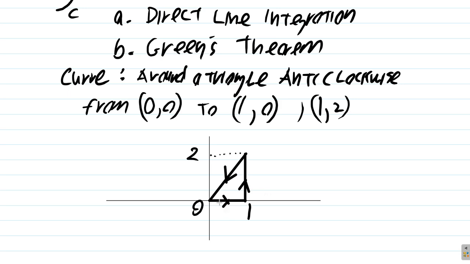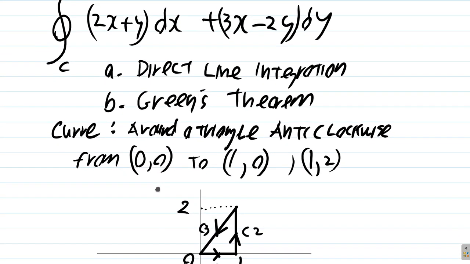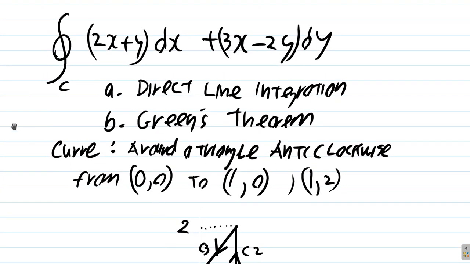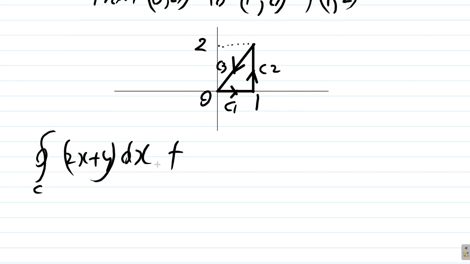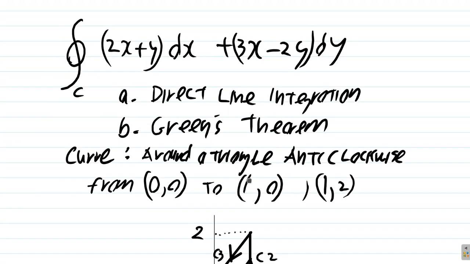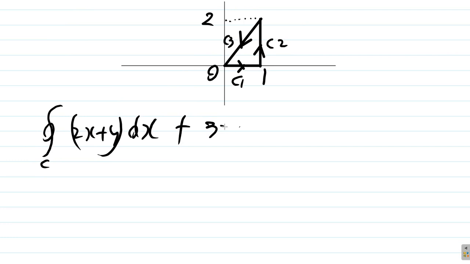Now, from 0 to 1, let's call this C1. From 1 to 2, let's call it C2. And from 2 back to 0, let's call it C3. Right? We're going to use direct line integration to do it. Now, let's repeat the function: the integral of 2x plus y dx plus 3x minus 2y dy.